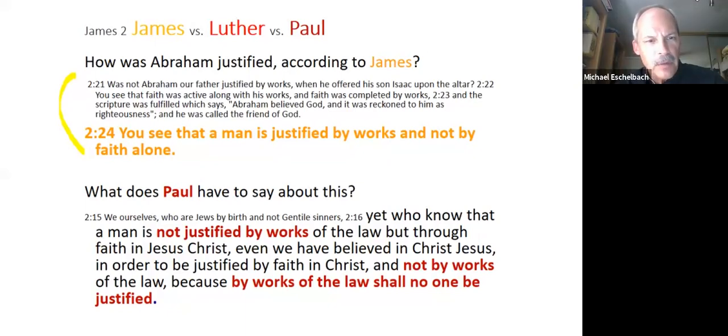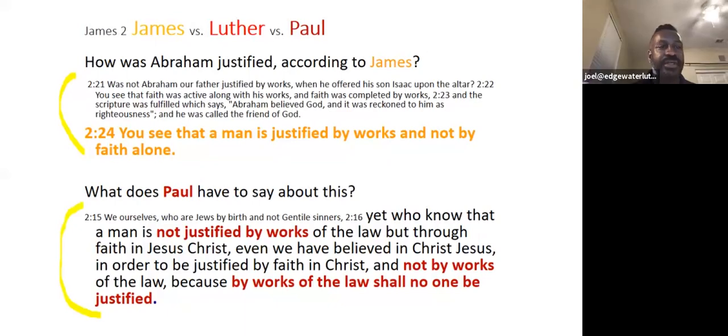Yeah, okay. So all the Lutherans in the room are getting nervous. So let's move quickly to Paul in Galatians 2:15. Joel, can you read this chunk that I made the yellow line around? Galatians 2:15. What does Paul have to say about this?